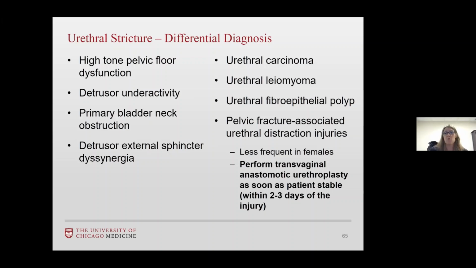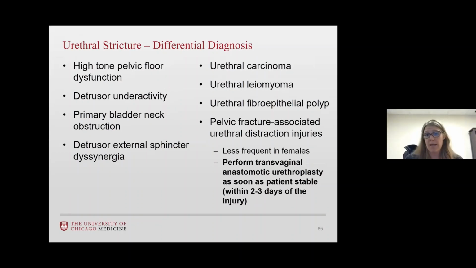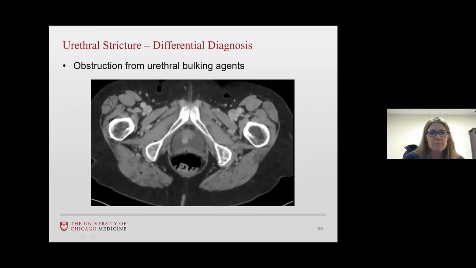For women, you actually do want to operate right away. So you want to do, if you can, a transvaginal anastomotic urethroplasty as soon as the patient is stable. So usually within 2 or 3 days of the injury. And that's because there are potentially so many complications if you don't fix it. So the risk of fistula is really high, and that includes vaginal fistulas or even potentially the rectum, depending on what kind of injury they have. So I think that's just a really nice point to take away, because this obviously isn't seen very often.